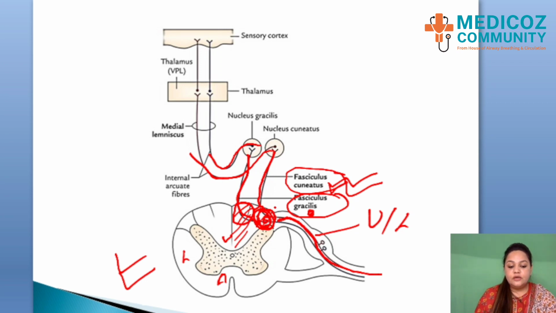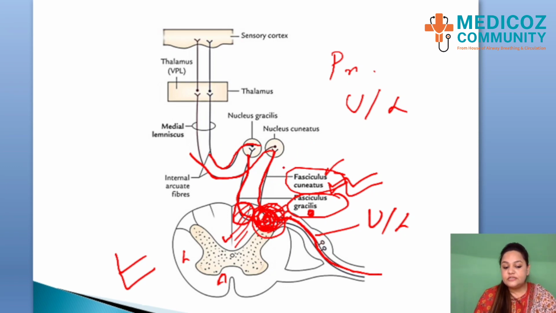Yes, so what area is affecting here? Lateral area. So lateral area is containing what tract here? That is the fasciculus cuneatus. So proprioceptive sensation from the upper limb will be affected here. Okay, now what will it be?